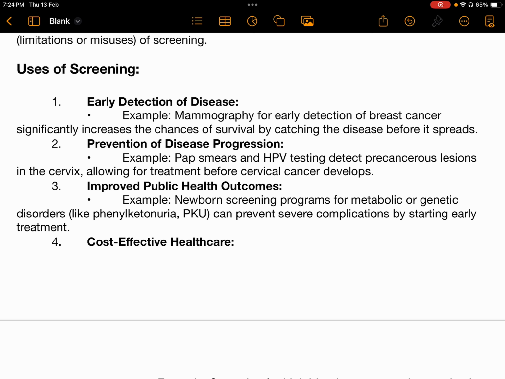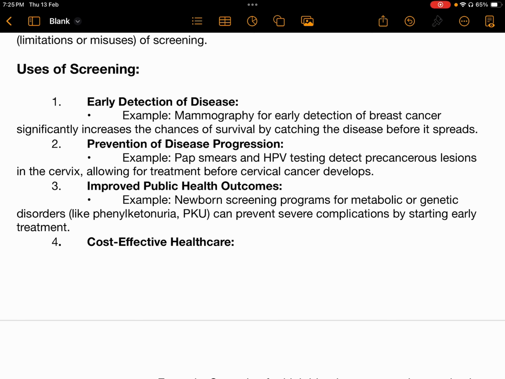Number 2 is prevention of disease progression. Screening can identify precursor or early forms of diseases, allowing interventions that prevent the progression to more severe stages. Example, pap smear and HPV testing detect precancerous lesions in the cervix, allowing treatment before the cervical cancer develops.